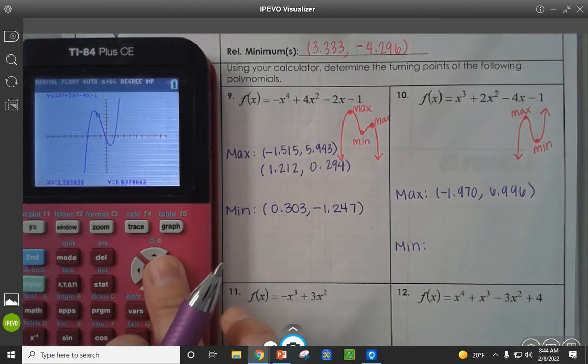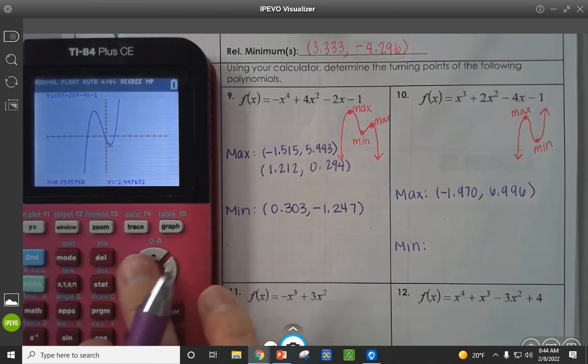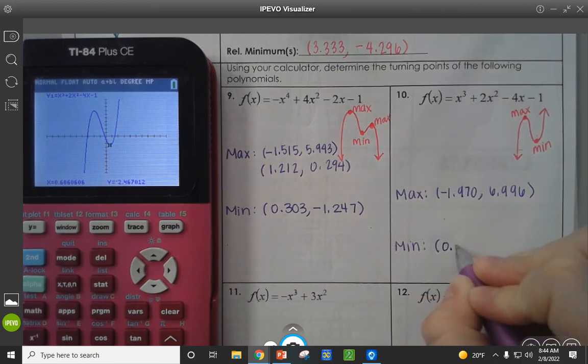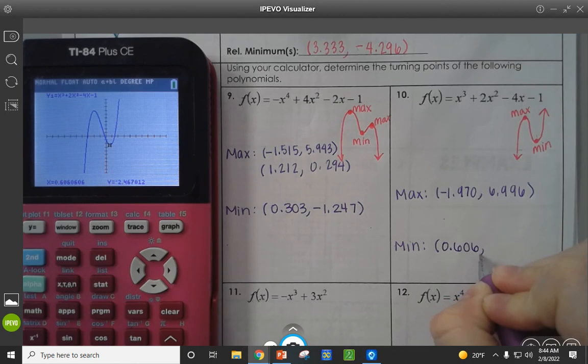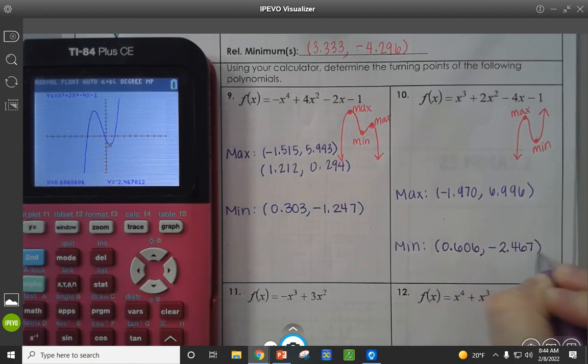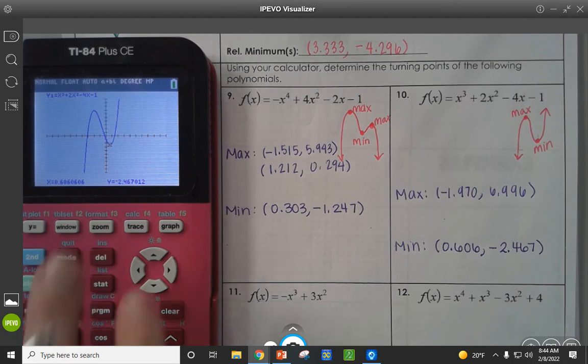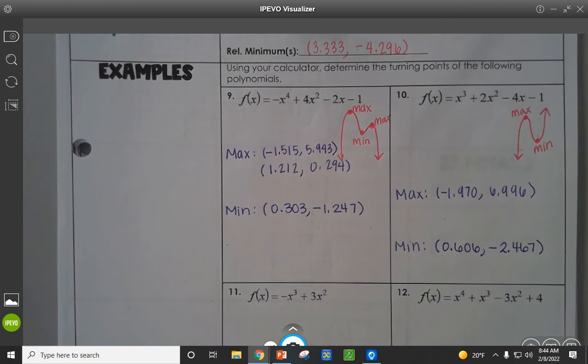And then the minimum, -0.606, -2.467. Questions? All right, if you've not done so, go ahead and finish numbers 11 and 12.